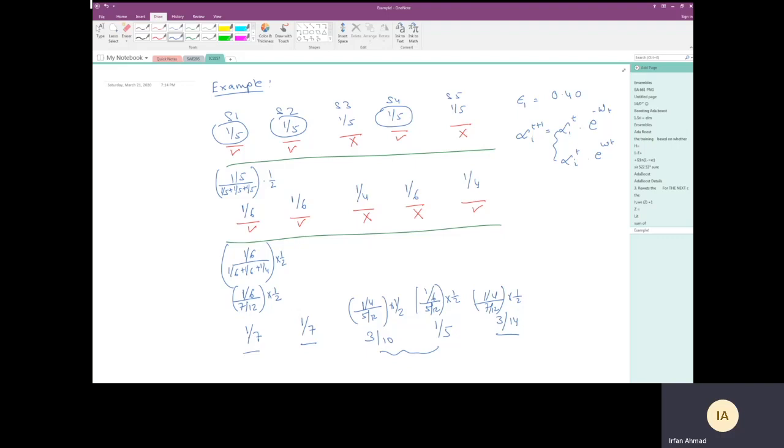In the next video, I'll explain why the weight of a classifier is half times the log of 1 minus the error rate over the error rate. And in another video I'll post one working example of an Adaboost ensemble learning.